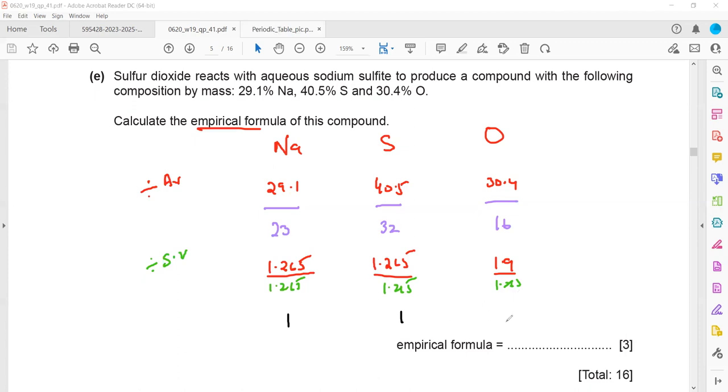How much? 1.5. Whenever one of the values is 1.5, 2.5, or 3.5, we multiply all the numbers by 2. When we multiply all of them by 2, this will be 2. It will also be 2, and the last will be 3. So the empirical formula of this compound contains, in the simplest ratio, 2 atoms of sodium, 2 atoms of sulfur, and 3 oxygen atoms. So the formula is Na2S2O3. Is it clear?